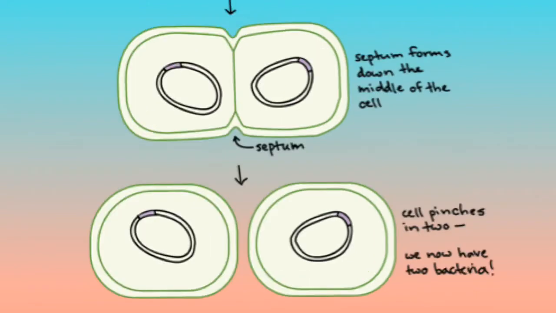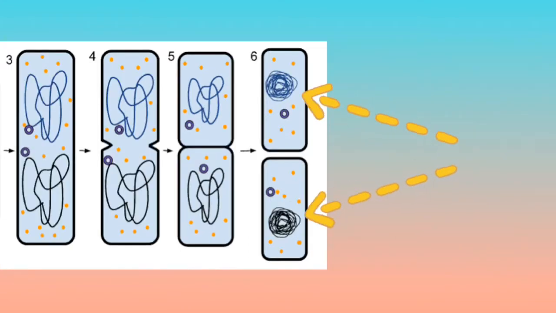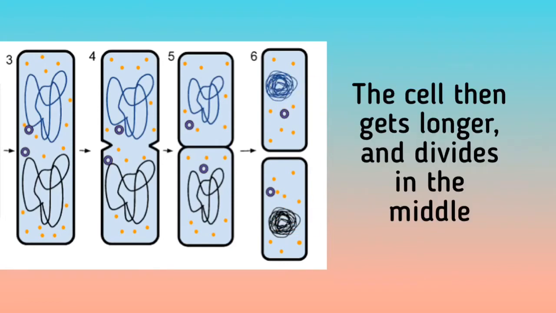Although the DNA in prokaryotes usually exists in a ring, it can get quite tangled when it is being used by the cell. To copy the DNA efficiently, it must be stretched out. This also allows the two new rings of DNA created to be separated after they are produced. The two strands of DNA separate into two different sides of the prokaryote cell. The cell then gets longer and divides in the middle.